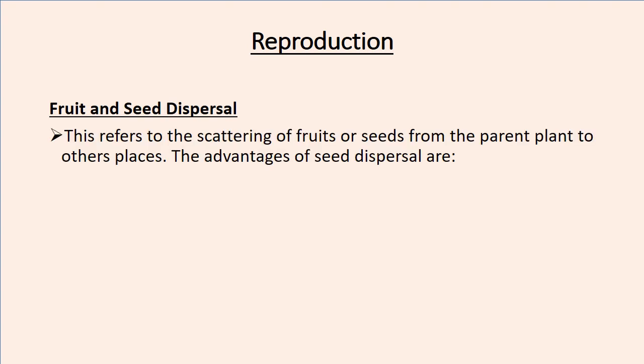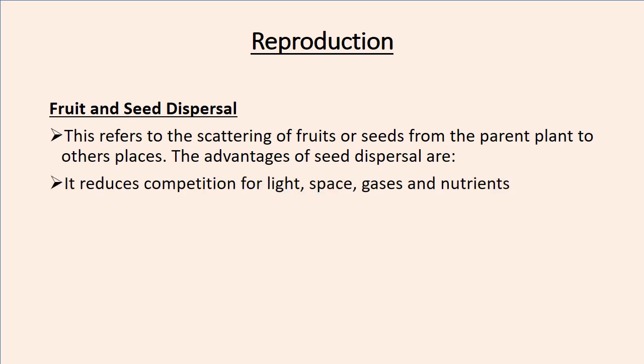So to end this video, we're going to take a look at fruit and seed dispersal, which just refers to the scattering of fruits or seeds from the parent plant to other places. The advantages of seed dispersal are: 1, it reduces competition for light, space, gases, and nutrients. If seeds are scattered in the same place, when plants develop, they compete for light, water, and nutrients. But if they are dispersed far apart, then that competition is reduced.